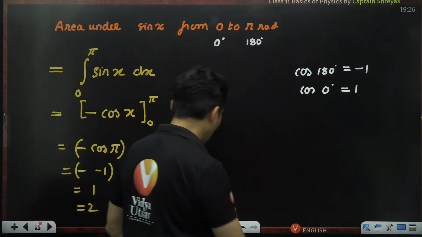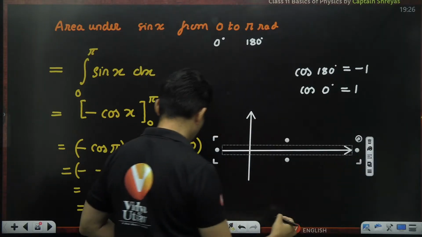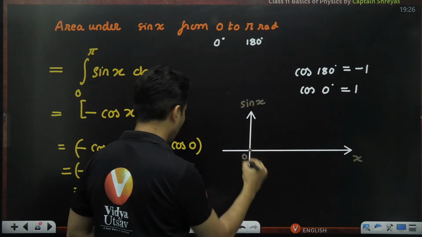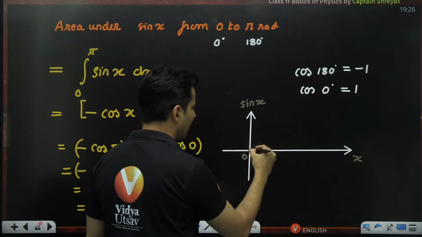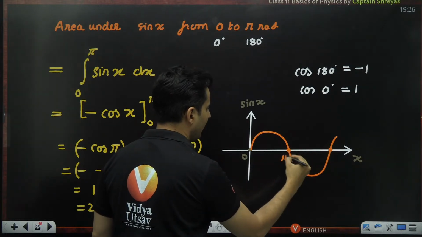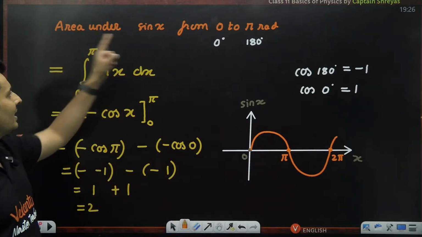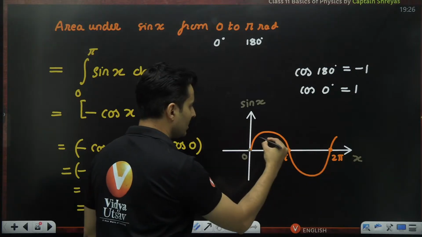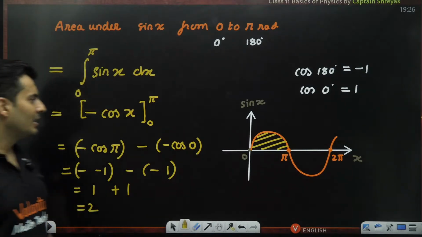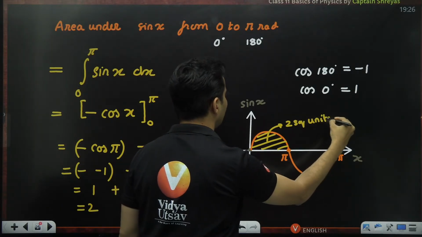If you look at it graphically, what it means is that this is your y-axis, this is your x-axis, this is x, this is sine of x, this is your 0. We all know that our sine x graph looks like this. This is pi radian. This is 2 pi radian, which is 360 degrees. So when I asked you to find the area from 0 to pi, what we have essentially found is basically this much area. So this much area is 2 square units. That is the meaning of it.